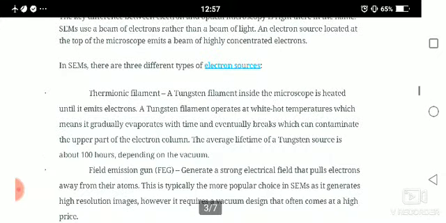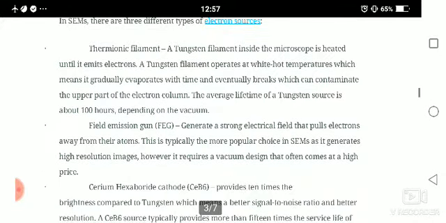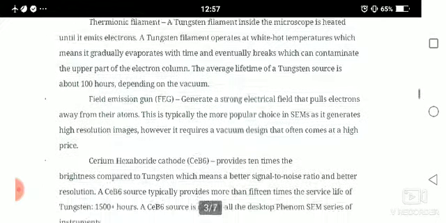In SEM, there are three different types of electron source, that is thermionic filament, field emission gun, and cerium hexaboride cathode. So, a tungsten filament inside the microscope is heated until it emits electrons. A tungsten filament operates at a white hot temperature, which means it gradually evaporates with time and eventually breaks, which can contaminate the upper part of the electron column.